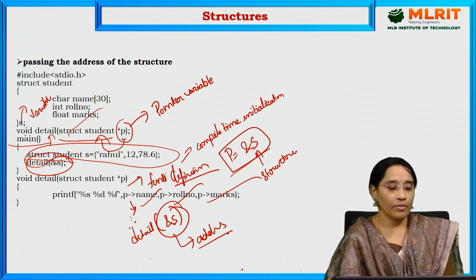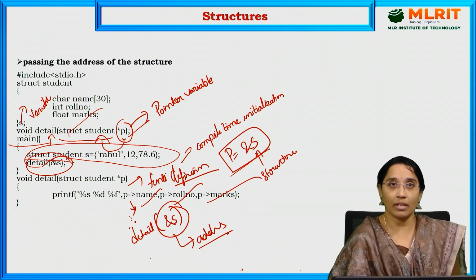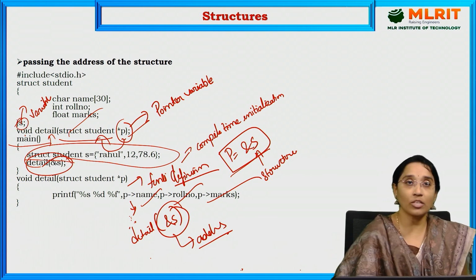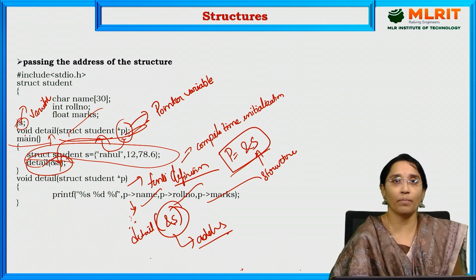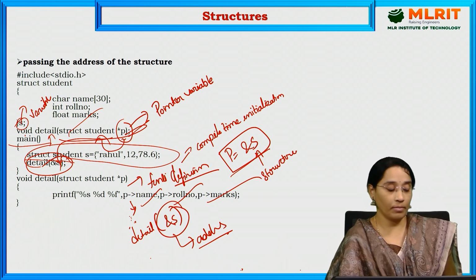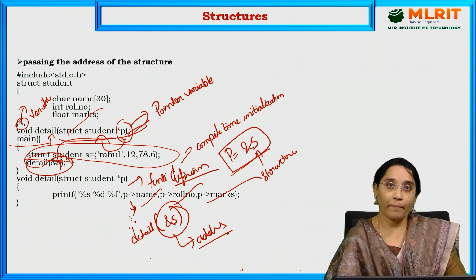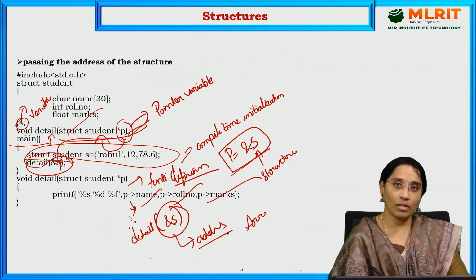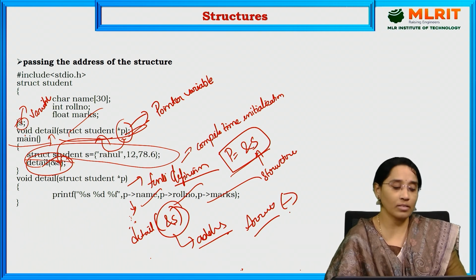So here we have declared a pointer variable. A pointer holds the address of another variable. That variable is S, a structure variable. So now P holds the address of S, and you pass that as the parameter in the function call. And if you want to access the members of the structure, you use the arrow operator. With the help of the arrow operator, you can access the members of the structure.